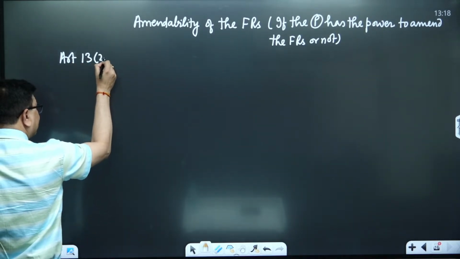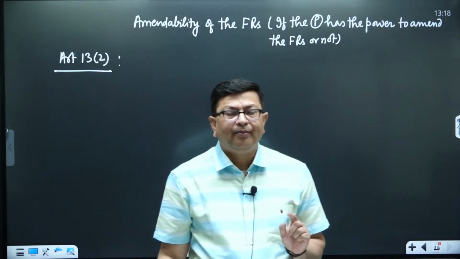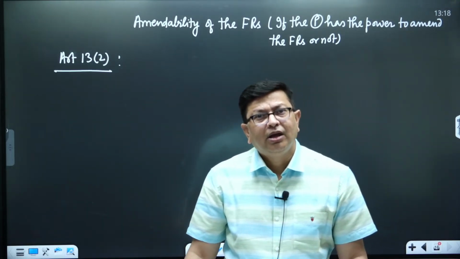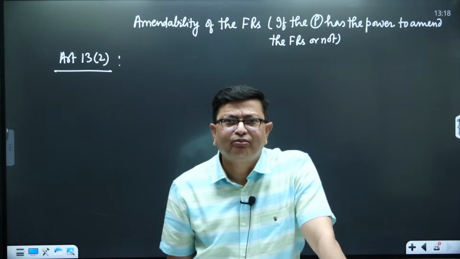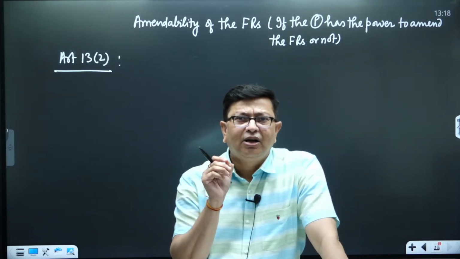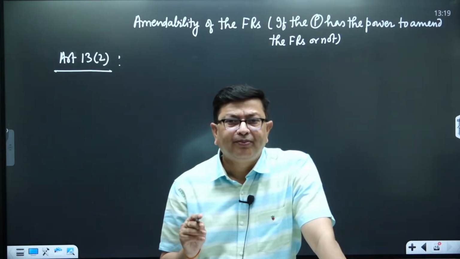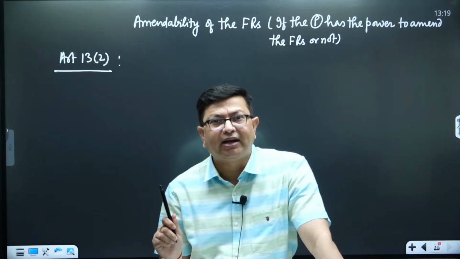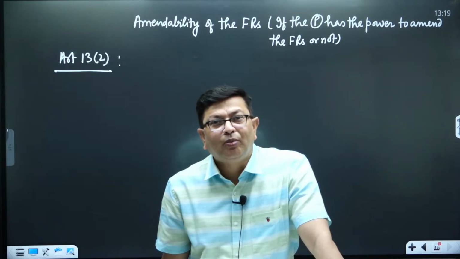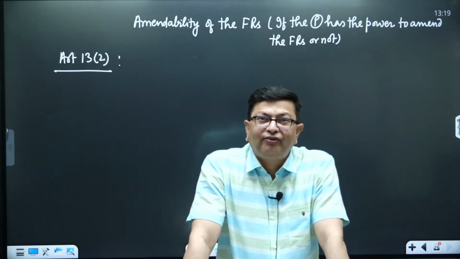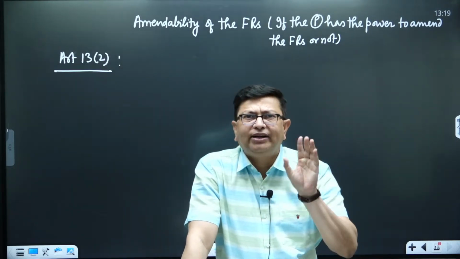When we talk about the Constitution, Article 13 clause 2 says that the state shall not take away or abridge any of the fundamental rights. To be very specific, the Constitution under Article 13 clause 2 says the state shall not make any law which takes away or abridges the fundamental rights, and any law made in contravention of this clause shall be declared void to the extent of such contravention. This is Article 13 clause 2. You may have read it.